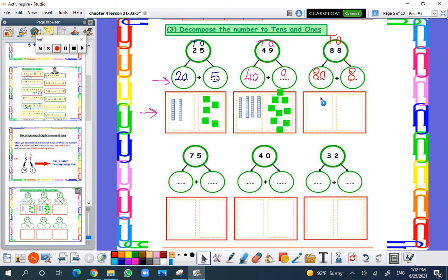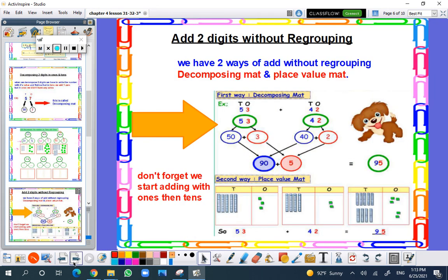What about the place value? I'm going to represent it by modeling. Here I have 8 tens, so I'm going to draw 8 rectangle bars. Great job. And what about the ones? Also I have 8 small squares. I think it's too easy to complete the rest of the page. Let's go to another lesson, which is add 2 digits without regrouping.